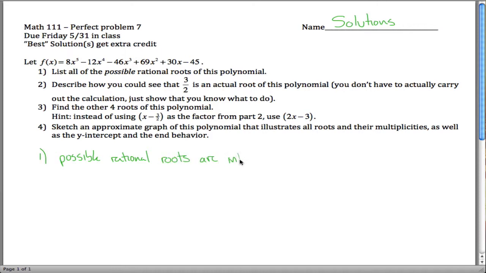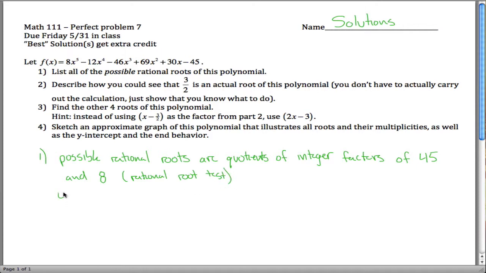They're integer factors. They're quotients of integer factors of the constant term, in this case 45, and the leading coefficient, in this case 8. That's called the rational root test, or the rational root theorem maybe.